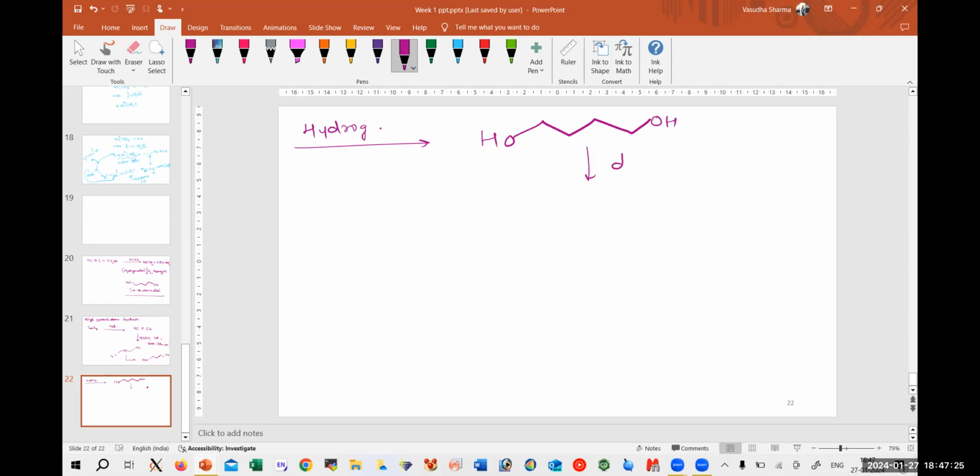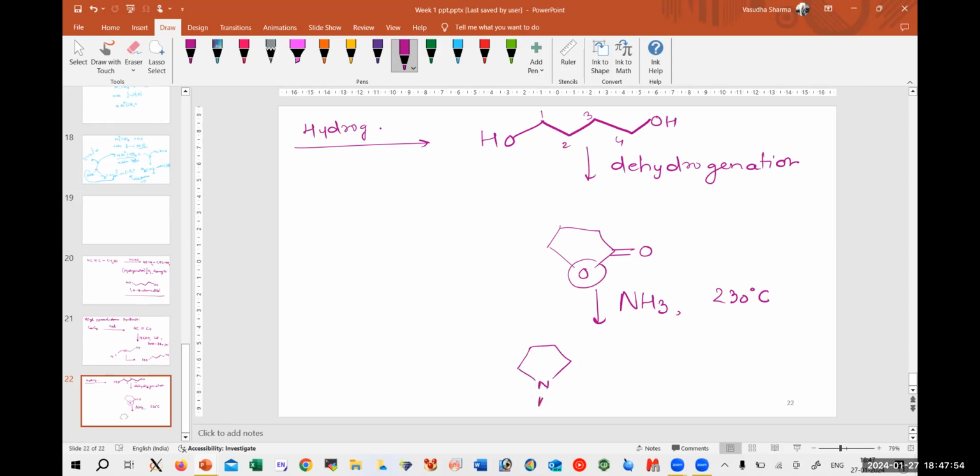Now what will happen if we do the dehydrogenation? So both the H are going. So 1, 2, 1, 2, 3, and 4. So this will make a cyclic group where we will have this kind of product, and in presence of ammonia, which is NH3, 230 degrees Celsius, it will replace this O group with the NH group, forming this kind of moiety.